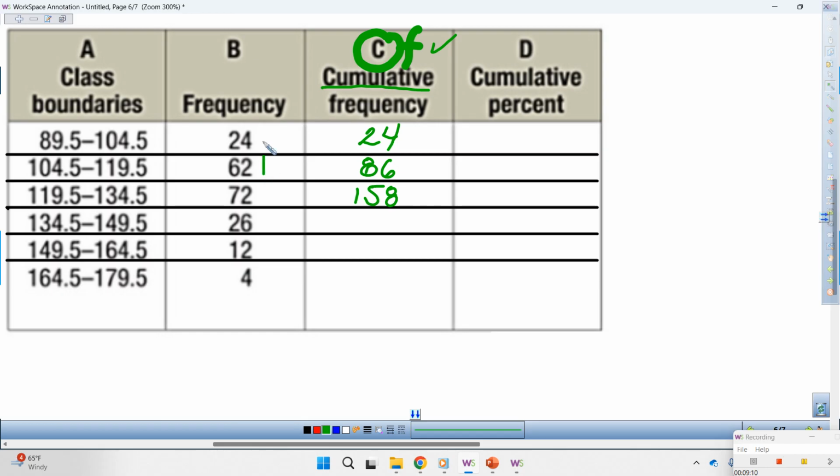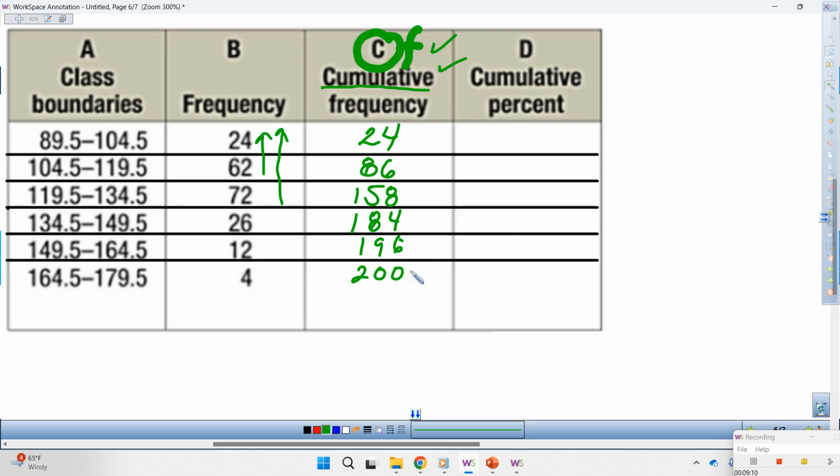And once again, remember cumulative frequency, we start with the first class. Second class is 62 plus 24. Third class, 72 plus the previous ones. That's why it's called what? Cumulative. Therefore, tell your neighbor the next value. Next value. Carter. 184. Looks about right. Logan, next one. 196. And the last one, 200.